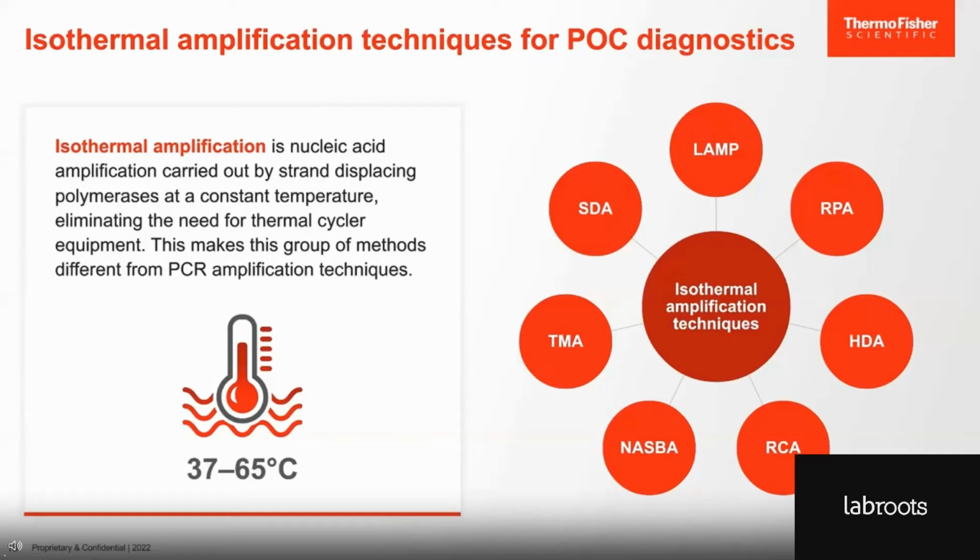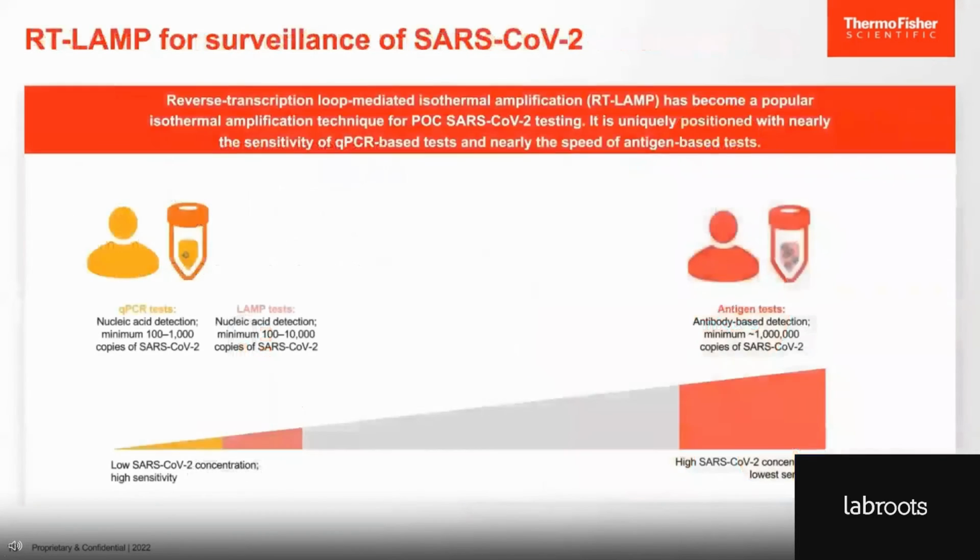LAMP, or loop-mediated isothermal amplification, is the technique which became especially popular for surveillance of SARS-CoV-2. Reverse transcription loop-mediated isothermal amplification, a version of LAMP that is used to detect RNA-based pathogens, has become an especially popular technique for point-of-care SARS-CoV-2 testing.